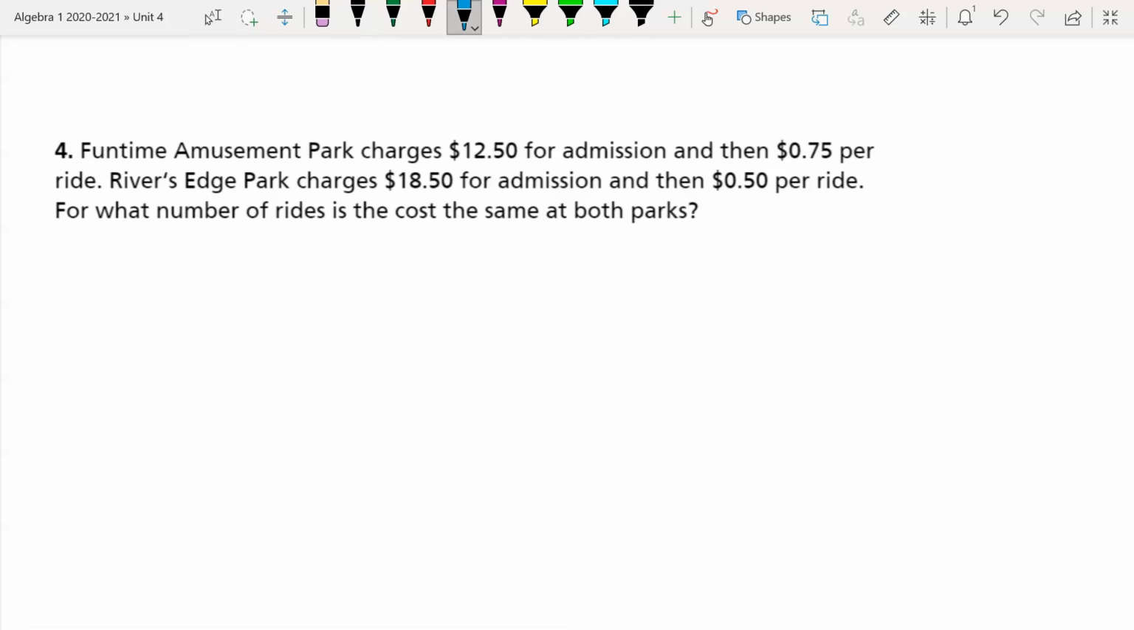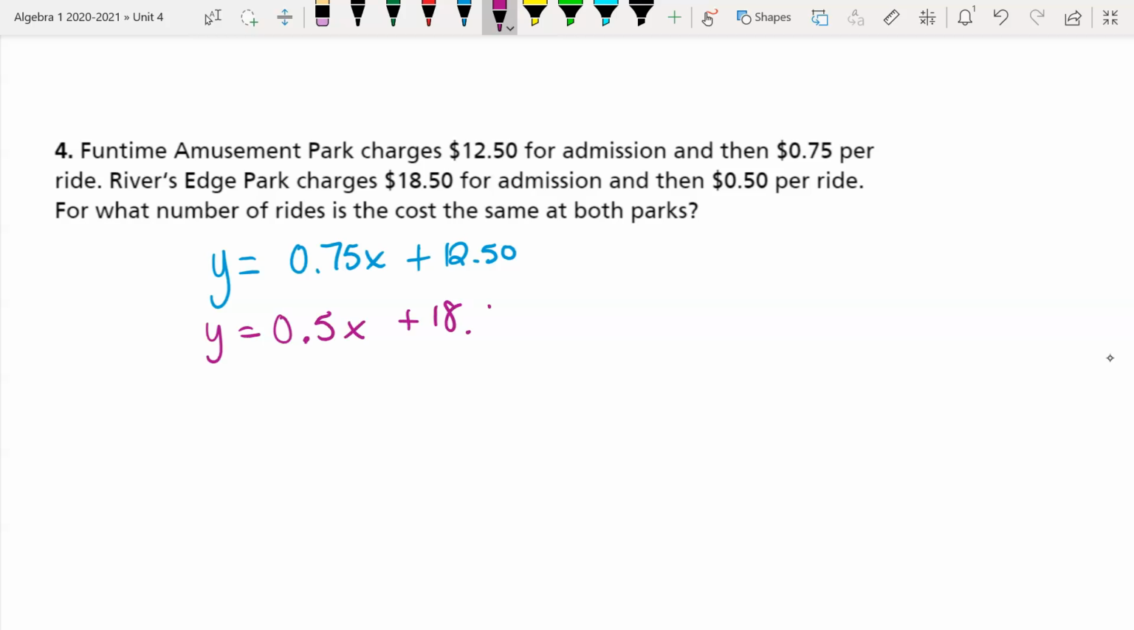And then we kind of roll into a word problem, just to see how you guys are doing with this stuff. It says Fun Time Amusement Park charges $12.50 for admission and then 75 cents per ride. Well, I'm going to say y equals 0.75x, 75 cents per ride is like your slope, plus 12.50 is my y-intercept. So that's one equation. Rivers Edge Park charges $18.50 for admission and then 50 cents per ride. So I'm going to say 0.5x plus 18.50. Now the answer I'm trying to find is for what number of rides is the cost the same?